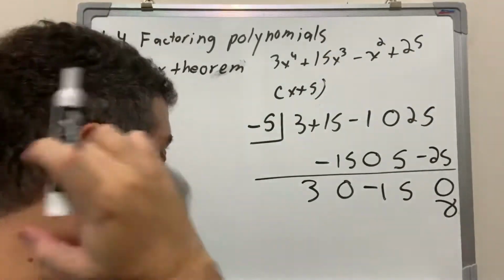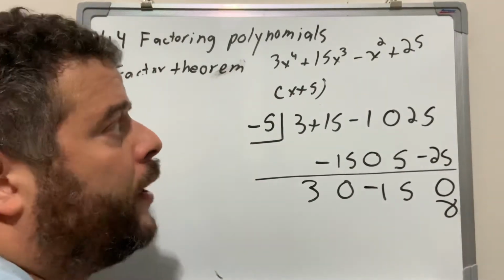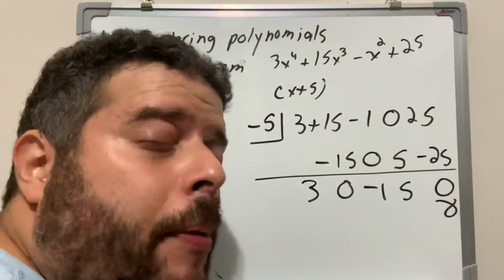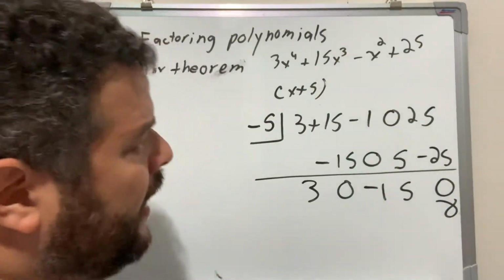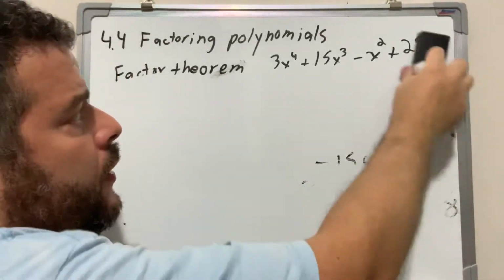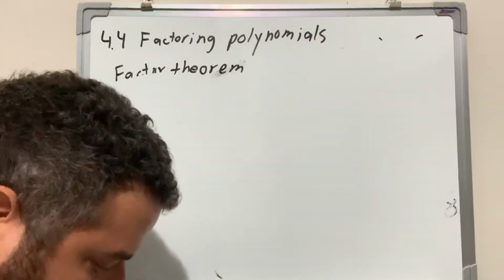You'll see why that's important a little bit later on, because right now what we're going to do is use this to help us factor very large and difficult polynomials. Okay, let's go over another example. Now let's do example 6. It's at the bottom of page 182.